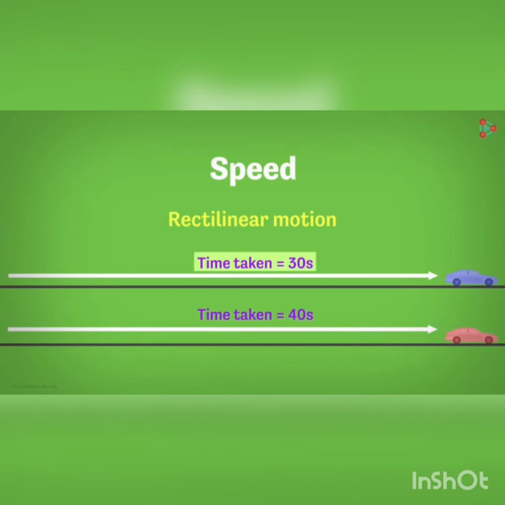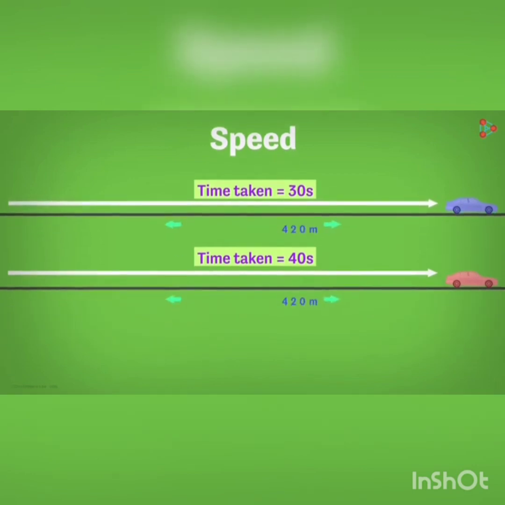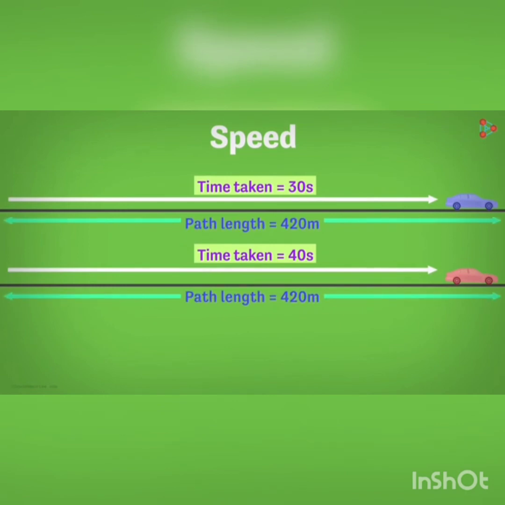Which one of them is moving with the greatest speed? By intuition we can say that the blue car was moving at greater speed than the red car because the blue car covered the same distance in lesser time. Let the path length be 420 meters. Path length means the distance travelled by the car in the given amount of time.